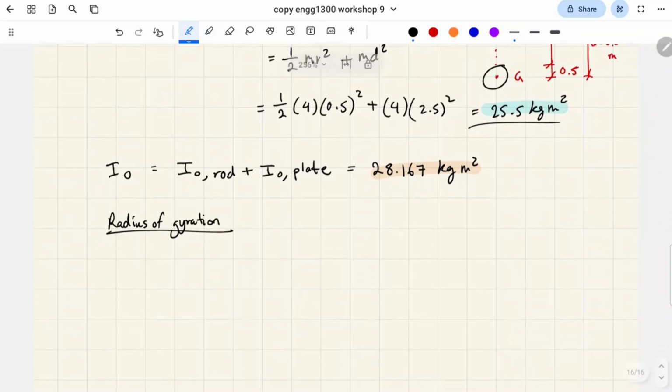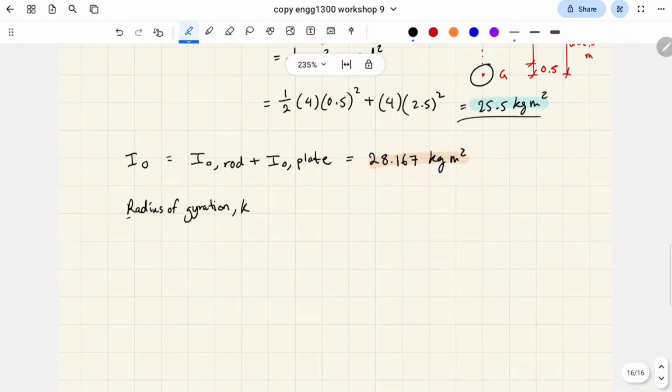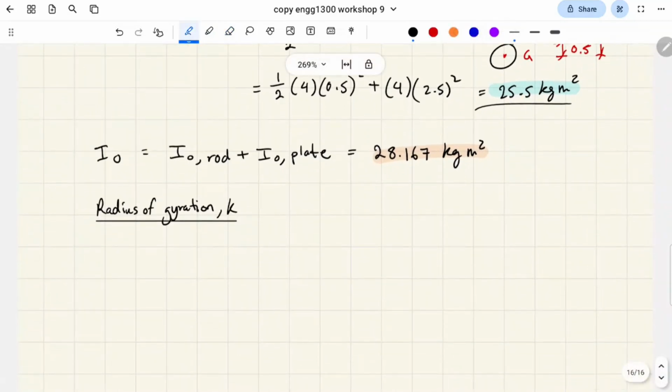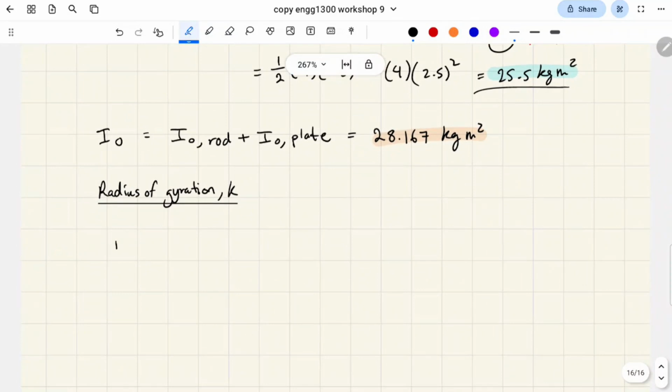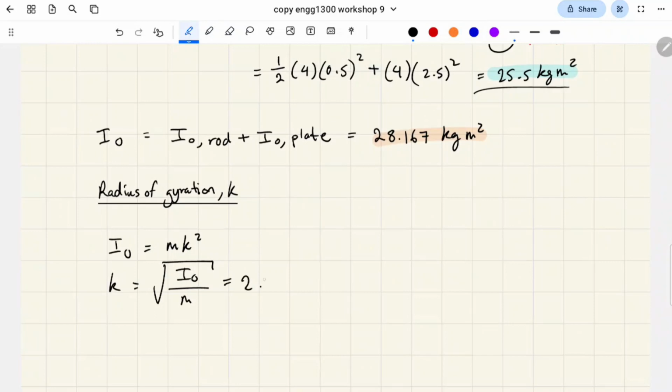Lastly, radius of gyration, denoted by K. This is what the question asks for. I'll explain that in a second. Here's a formula for it. So we rearrange, where M is the mass of our composite object, which is 4 kilograms plus 2 kilograms. So that's the mass added up for the total composite object.